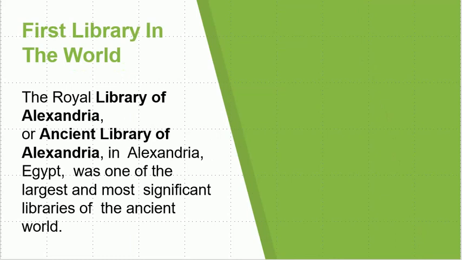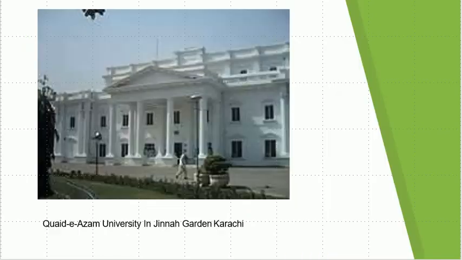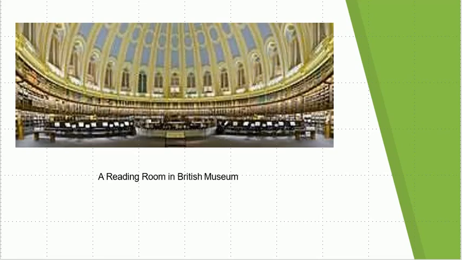The first library in the world was established in Alexandria, Egypt, and its name is the Royal Library of Alexandria, or Ancient Library of Alexandria, and it is one of the most significant libraries of the ancient world. Here is Quaid-e-Azam University in Jinnah Garden, Karachi. This is the library of Quaid-e-Azam University. You can look here, a reading room in the British Museum.